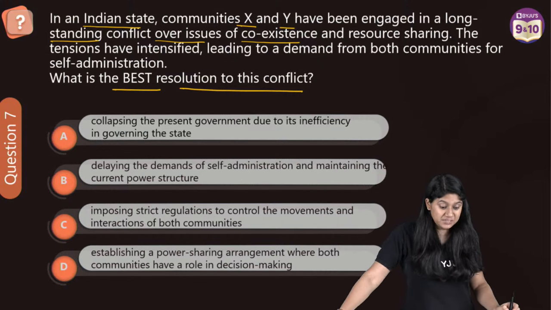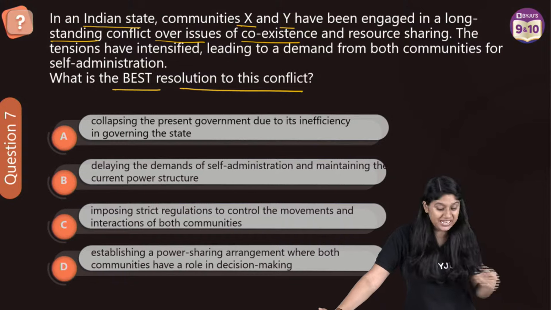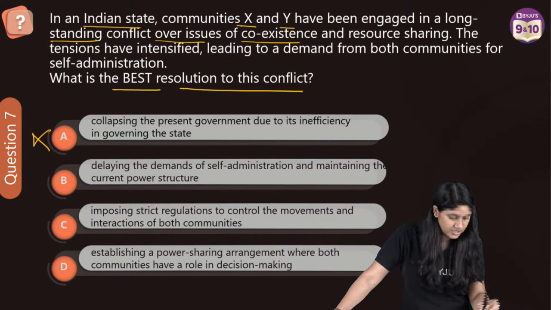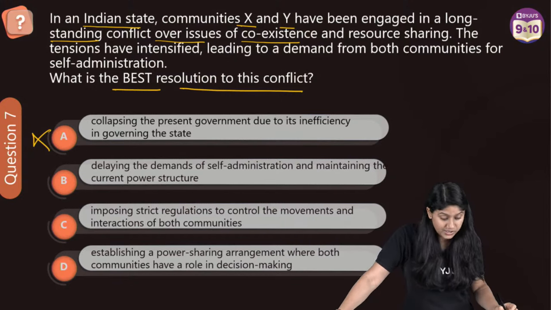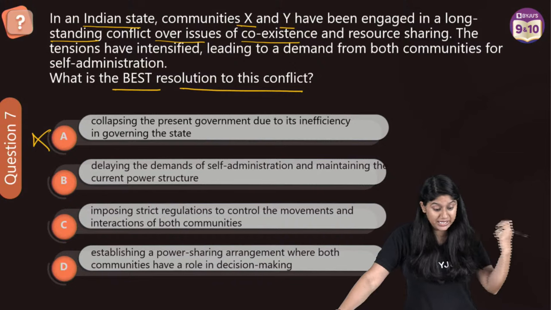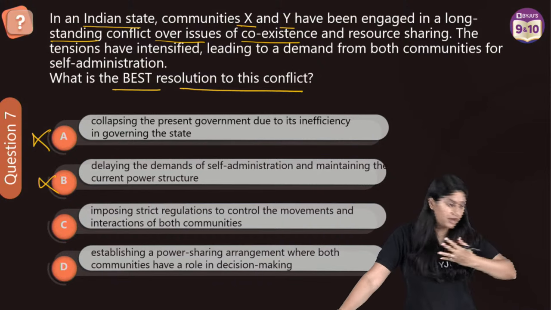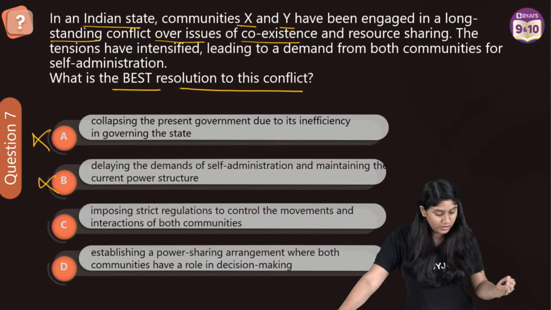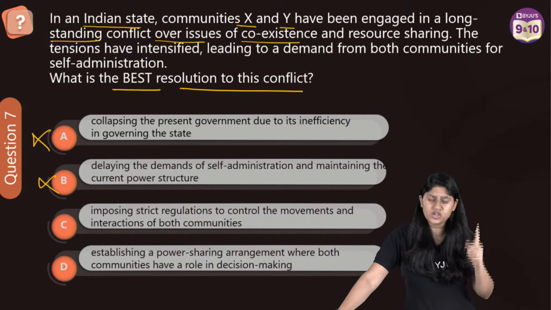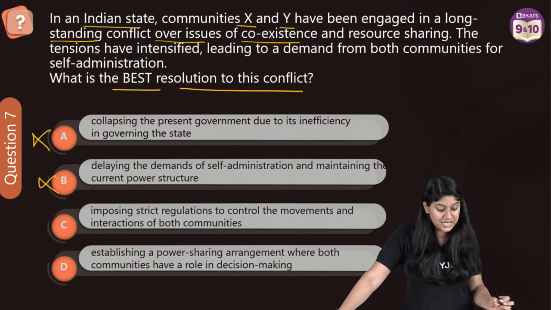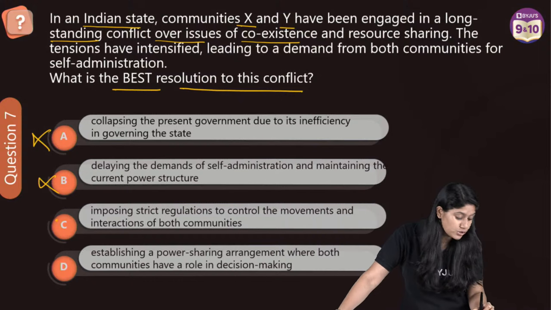Very good. Is it by collapsing the present government due to its inefficiency in governing the state? No. Delaying the demands of self-administration and maintaining the current power structure? Definitely not. We know that that's not feasible when humans are involved. Imposing strict restrictions to control the movement and interaction of both communities? That is also not correct.